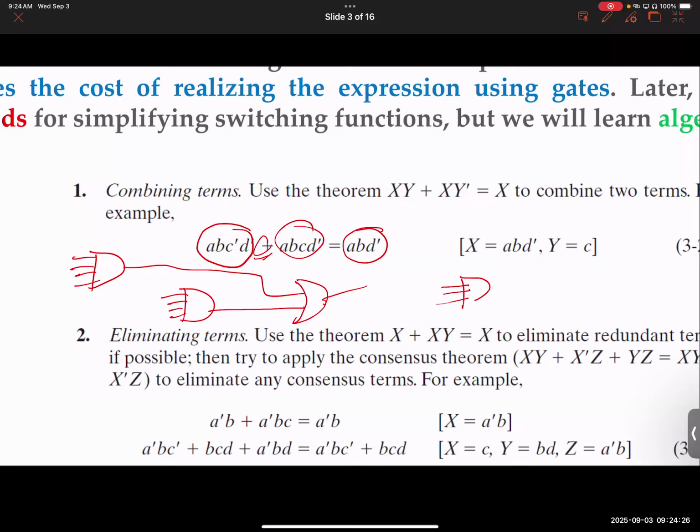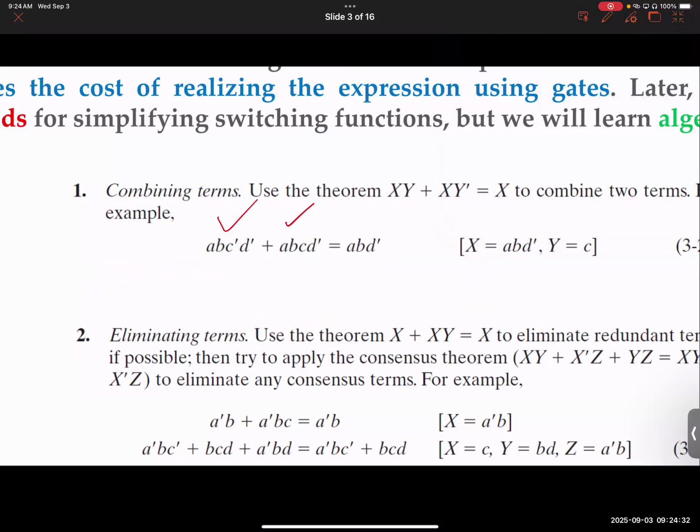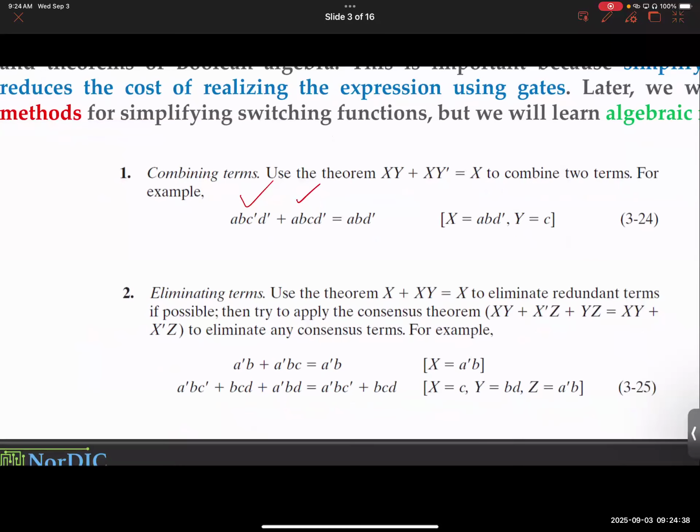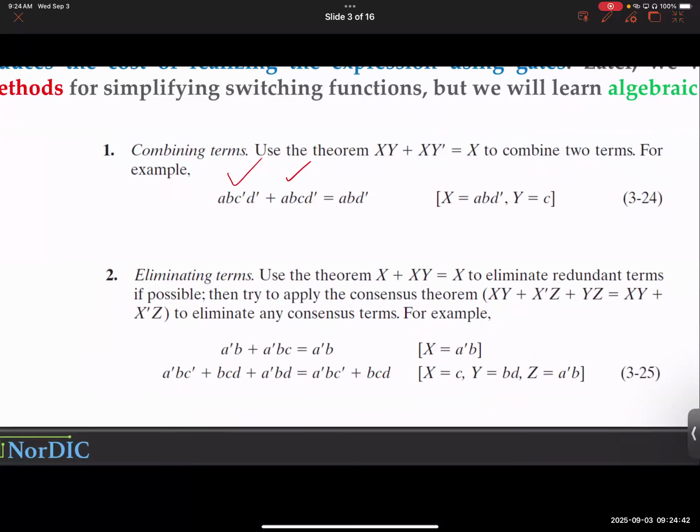Isn't that beautiful? You see that? That's what I mean by simplification. That's what you can achieve. And with literally just 2 terms, you could achieve so much improvement. Imagine what you could do with a really high-level, processor-level expression. Okay, next, let's move to the next one.